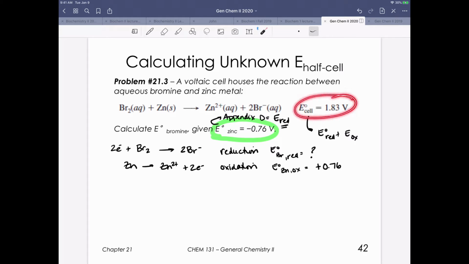They told us what E cell was. E cell is E reduction plus E oxidation. So again, we know the oxidation piece and we know what they sum up to, but we don't know this piece. So see if you can finish out this problem to figure out what this missing piece is.